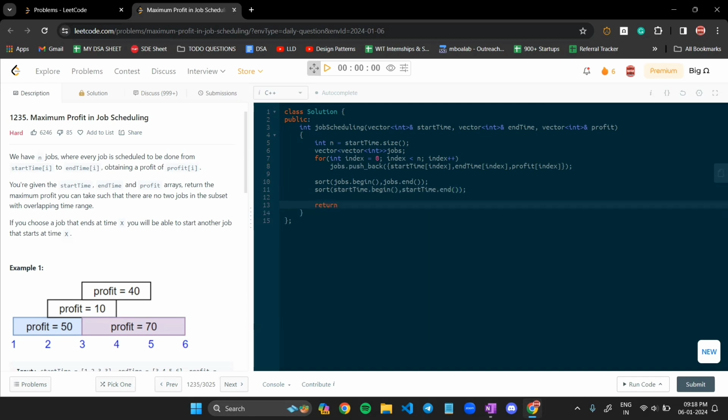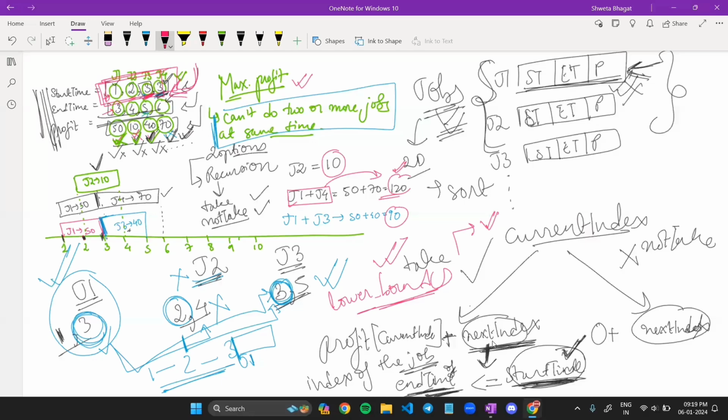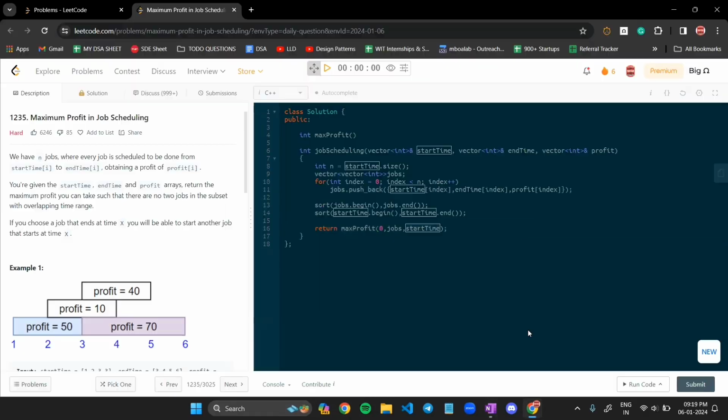Fine. And let's create a function as max profit. It will be returning us the max profit. And what are we going to pass? We are going to pass the current index, so we'll be starting from 0, which will be our current index. We'll be passing the jobs array and we'll be passing the start time array. Now, why are we going to pass this start time array? The reason being, as mentioned here, that we need to find this next index, right? And we are finding that next index by applying that lower bound method to this start time array.